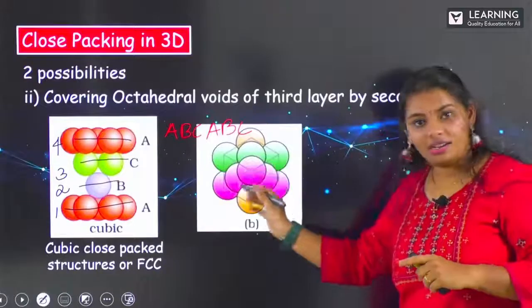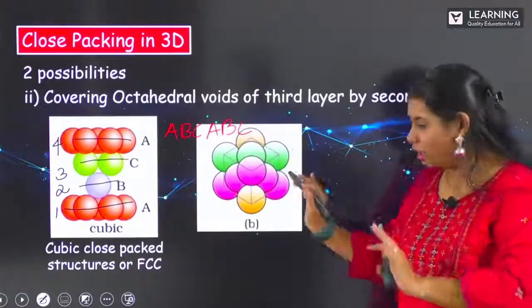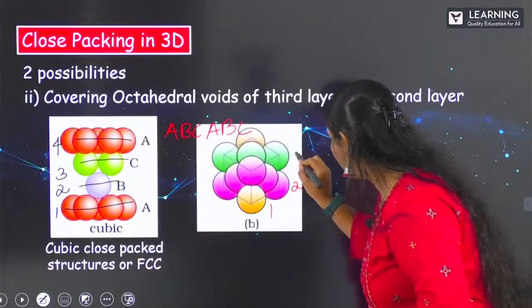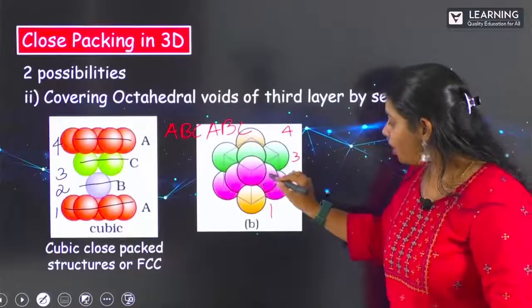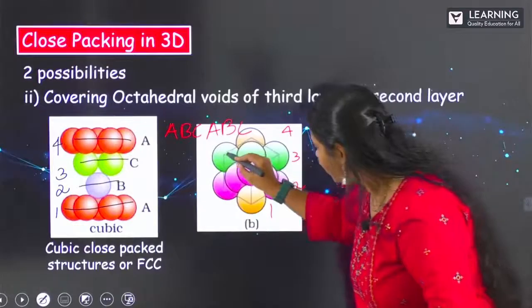See, you can see here the arrangement, right? The first layer, second layer, third layer and fourth layer. If you see, that is how the arrangement is done. Let me write 1, 2, 3 and 4. Correct? Now, the first layer and fourth layer are the same. And what exactly is formed here?